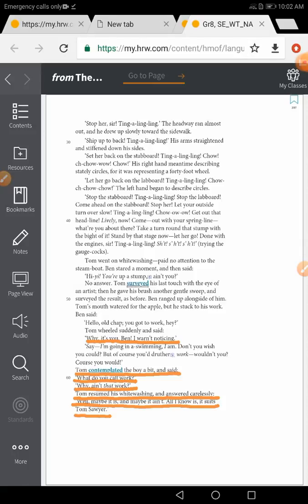If you look here at the first underlined line, "Why, it's you, Ben, I weren't noticing." What does this mean, guys? What inference can you make from this line? Can't you think of it this way? Tom here actually does notice Ben's presence. So here Tom does notice Ben's presence, even though he says that he wasn't noticing. It means that he's pretending that he's not noticing him.